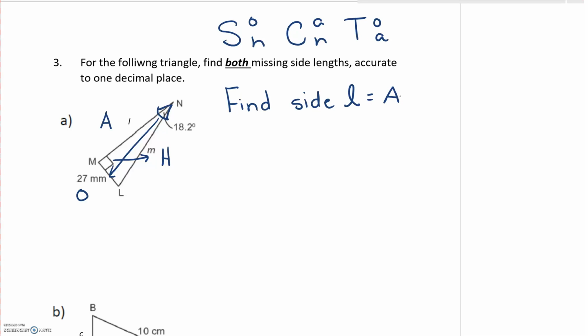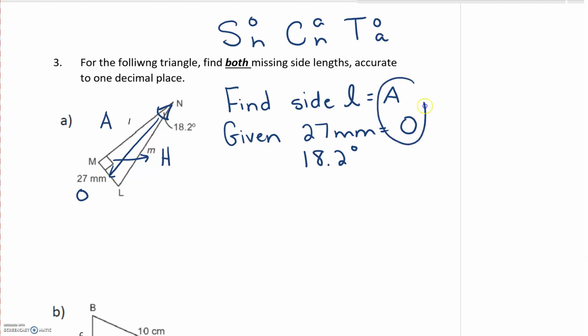Now, we're looking for side L, which means we're looking for the adjacent, which means we have to be given something else. And if I look at my diagram, I'm given the 27 millimeters, which is my opposite. But I'm also given 18.2 degrees. So based on these 2 letters, you have to go back up to your diagram and take a look at which 2 letters this matches. So it's not O and H, it's not A and H, it's O and A. So we're going to be using tan of 18.2 degrees to create our ratio. And remember that it's opposite over adjacent. You can't mix that up, because if you mix that up, then you get the wrong answers.